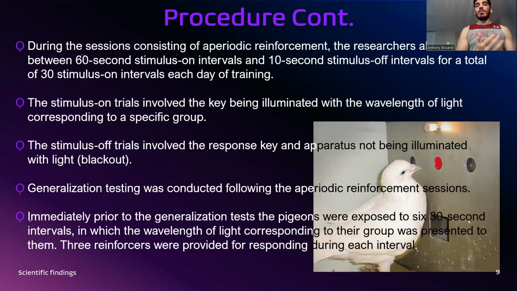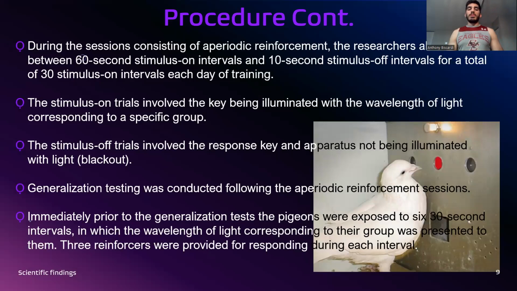And then they did 30 stimulus on intervals each day of training. So that means 30 stimulus on intervals and 30 stimulus off intervals. The stimulus on trials involve the key being illuminated with a wavelength of light corresponding to the specific group, like I just said. And the stimulus off trials involve the response key and apparatus not being illuminated with light. This was termed blackout, so it's dark. Okay, the key was not illuminated.